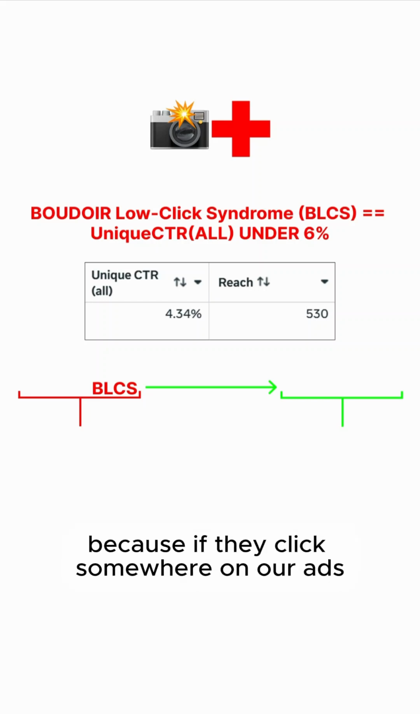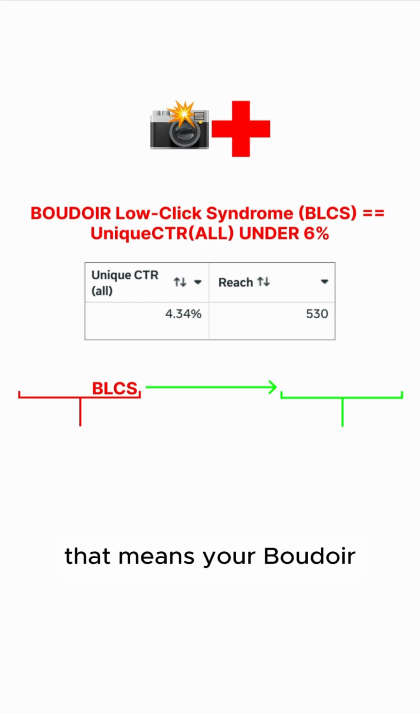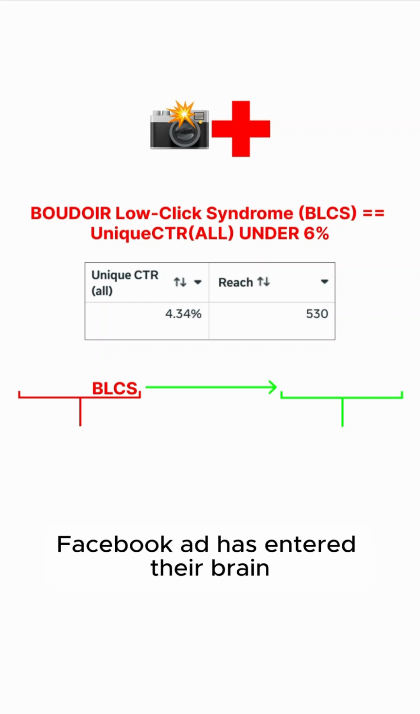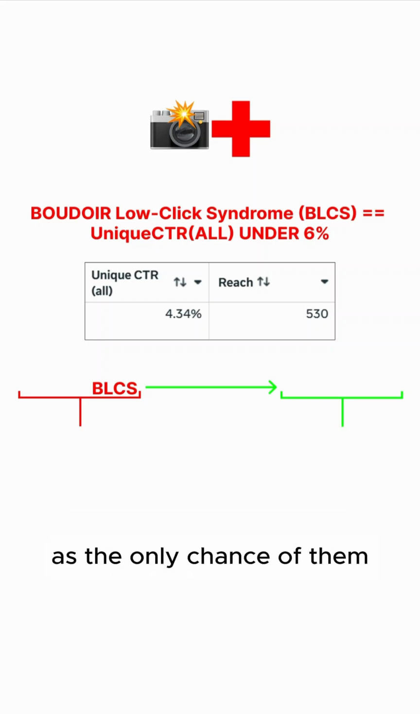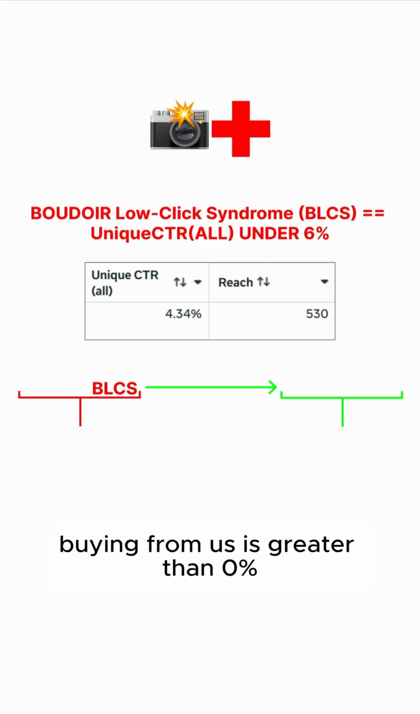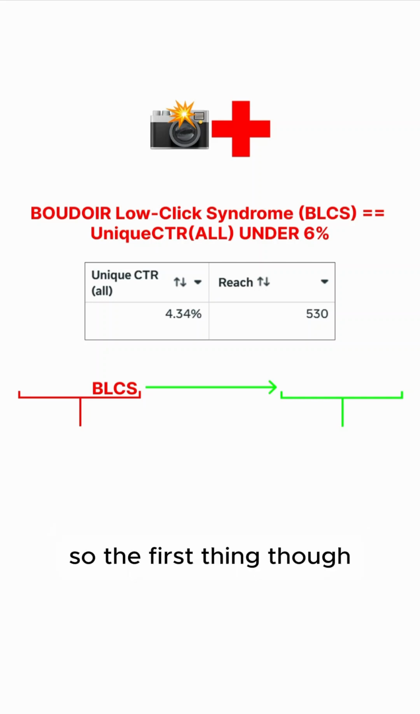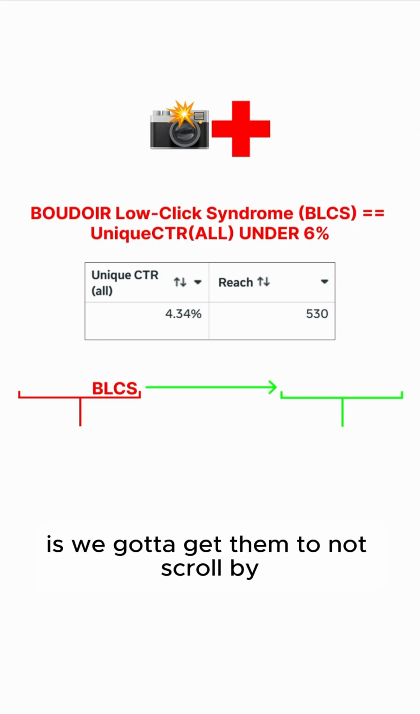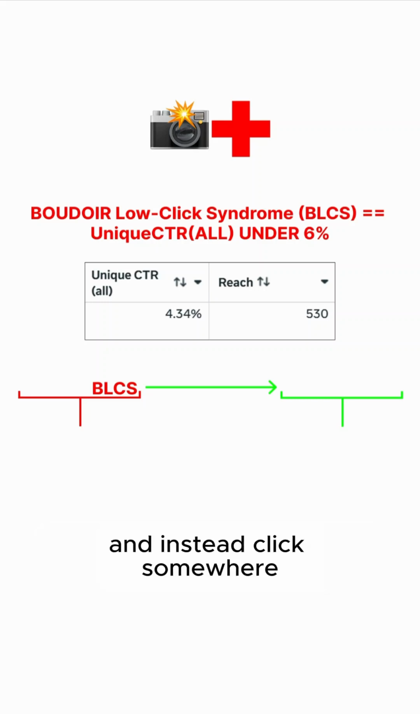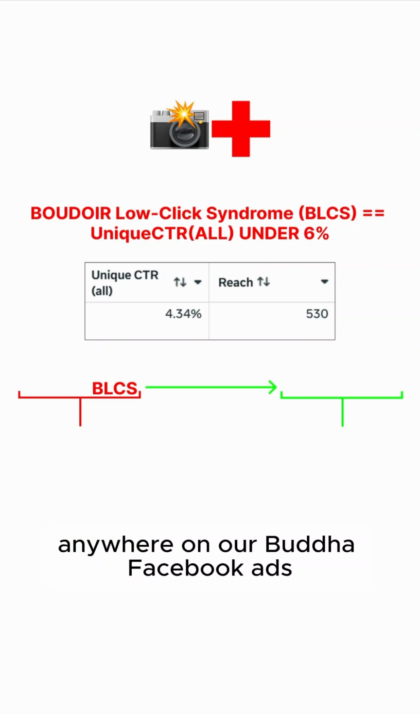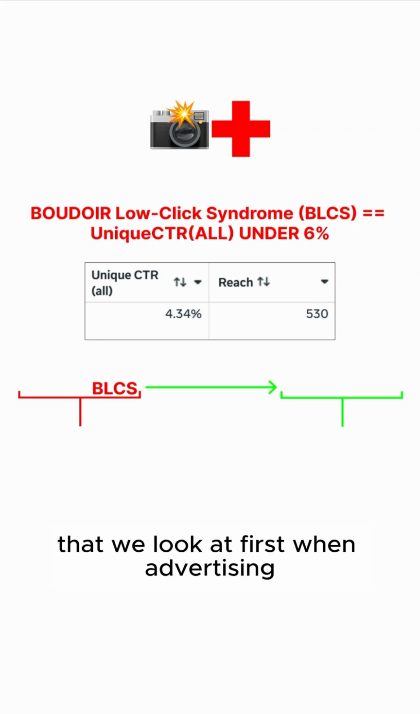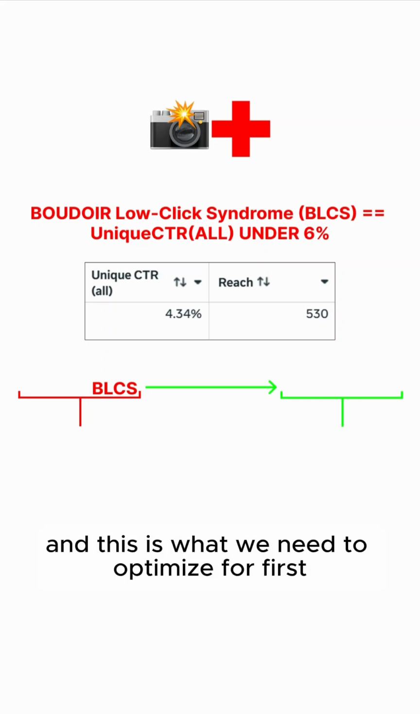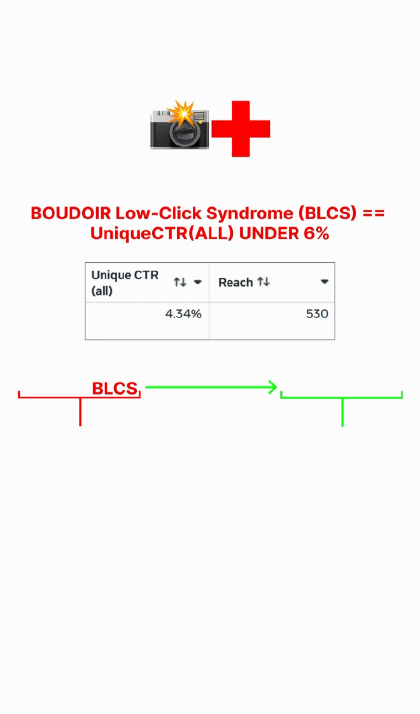Now we care about this because if they click somewhere on our ads, that means your Boudoir Facebook ad has entered their brain. And if our ad enters their brain, that's the only way their chance of buying from us is greater than 0%. So the first thing is we have to get them to not scroll by and instead click somewhere, anywhere on our Boudoir Facebook ad. This is the most important metric we look at first when advertising, and it's what we need to optimize for first. It's the highest leverage activity we can do in all of advertising.